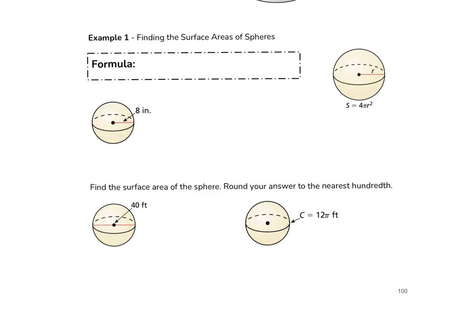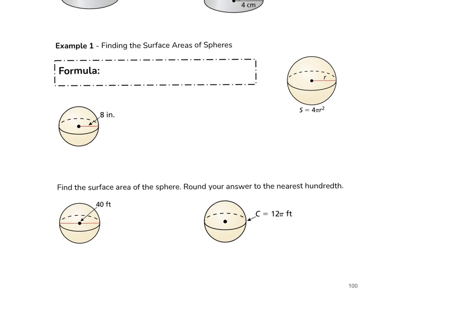But one thing you're going to have to really pay attention to is that sometimes they give me the diameter. If they give me the diameter, then I always have to make sure that I divide by 2. For the formula for surface area, imagine a baseball or a softball. That would be a sphere.